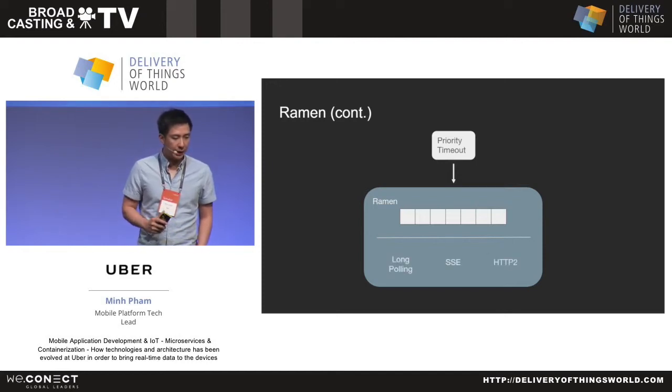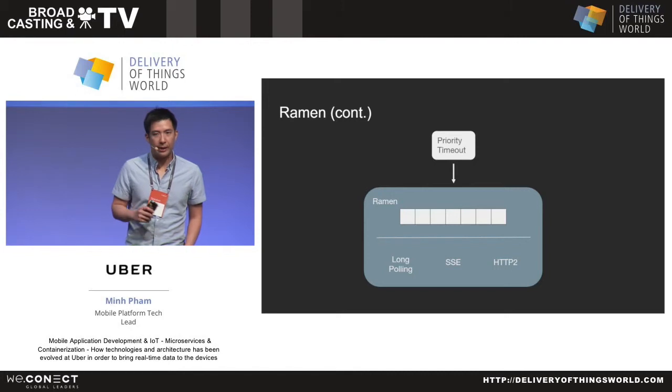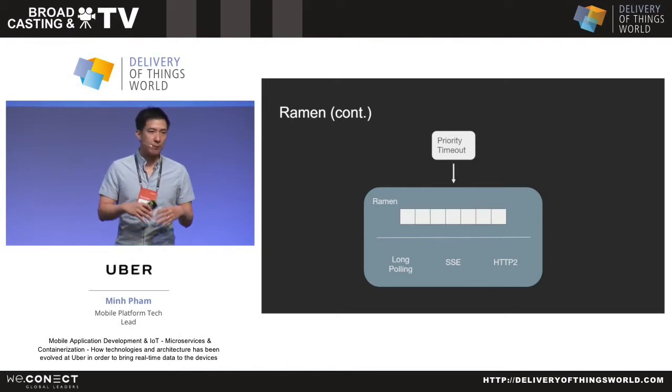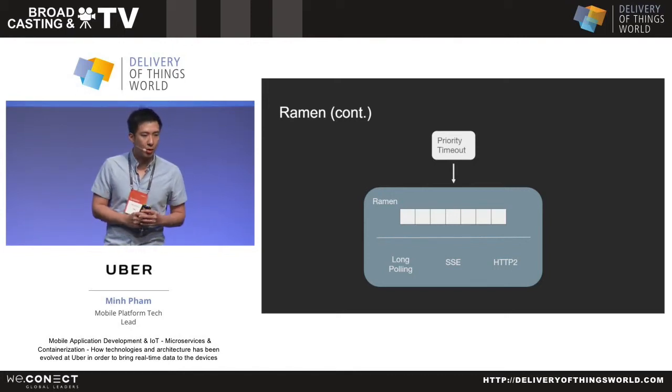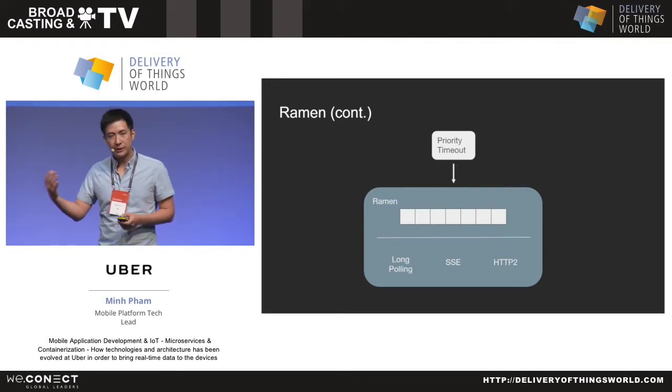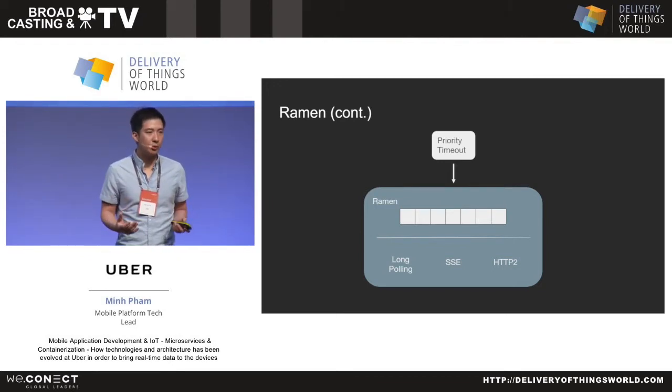The second layer is a transportation layer. In this layer, we are able to support multiple different transportation protocols. We support long polling, we support server-sent events, we support HTTP2. The idea is that Ramen is able to automatically choose the best transportation protocol to talk to the client.